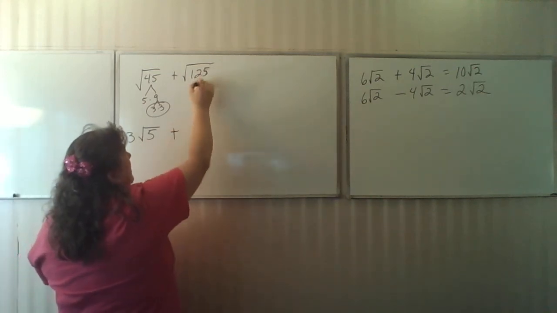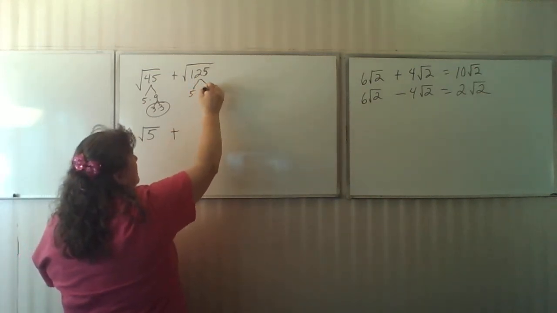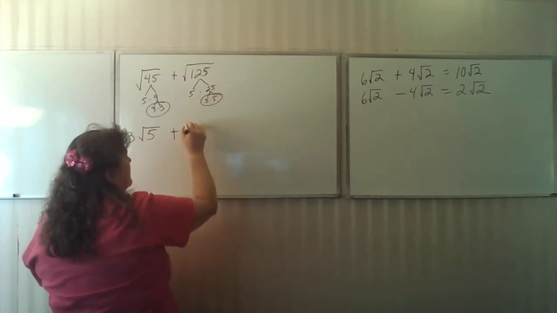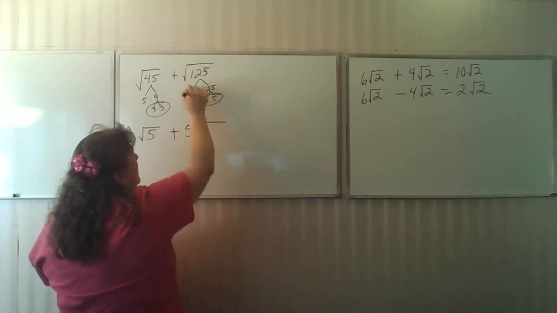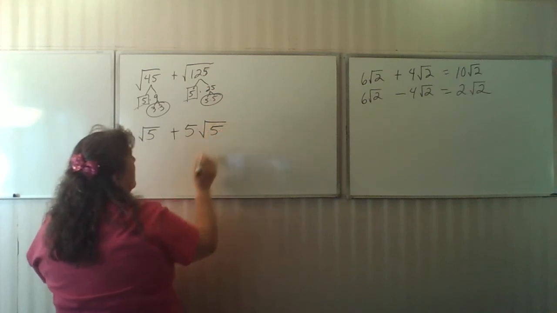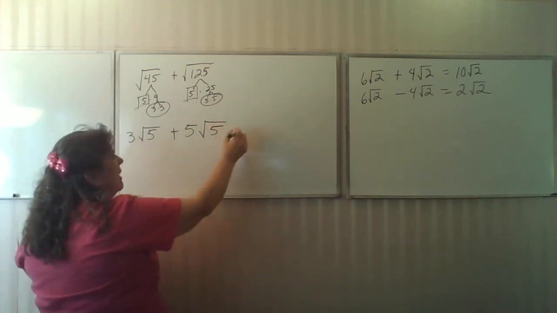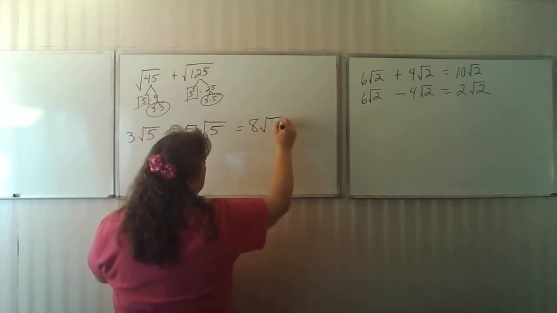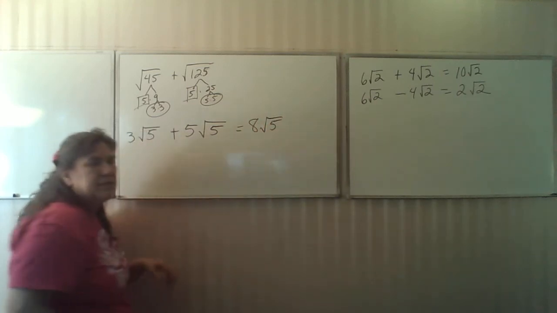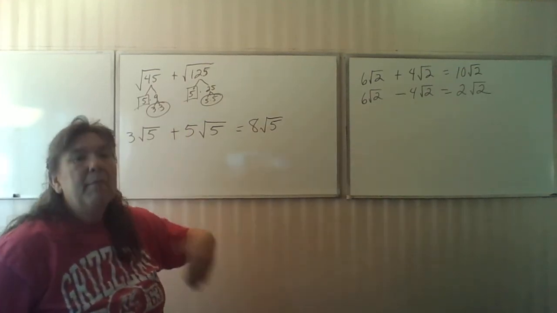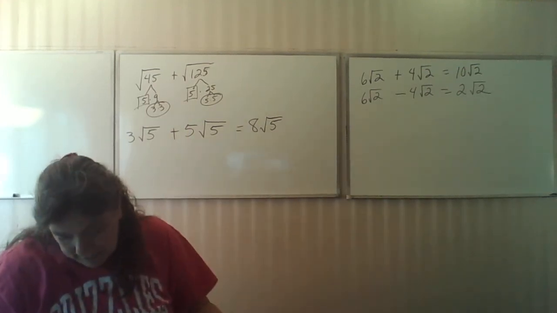Plus, and this one is 5 times 25, and therefore this is 5 times 5. There's my 2 of a kind, becomes outside, leaving me with my square root of 5 inside, just like that one. Now as you notice, these are like terms, and 3 plus 5 is 8 square root of 5. So you can add and subtract these, you can simplify them, and then add and subtract.